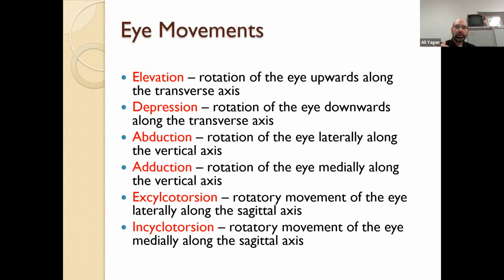As you know, we can term the eye movements in different directions. So elevation and depression, as from their names. Abduction, the eye is moving out. Adduction, the eye is moving in. Excyclotorsion, the eye is twisting out: the 12 o'clock is moving outwards. And incyclotorsion, the 12 o'clock is twisting inwards.